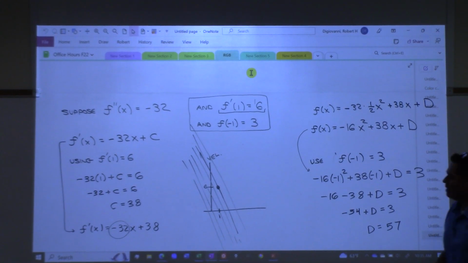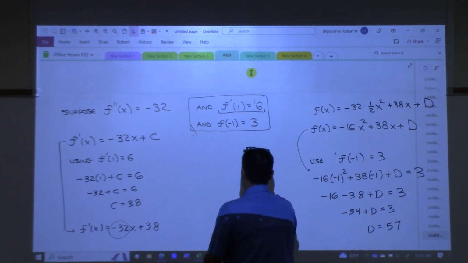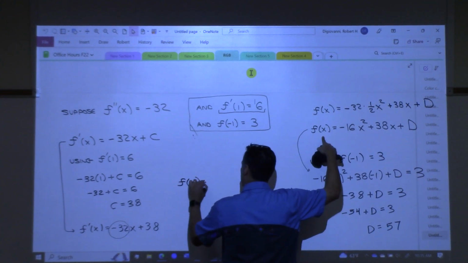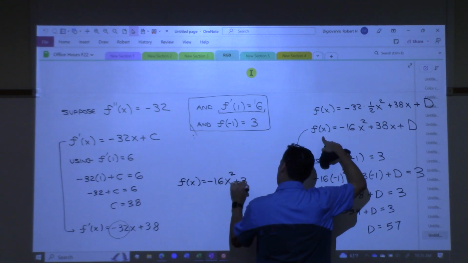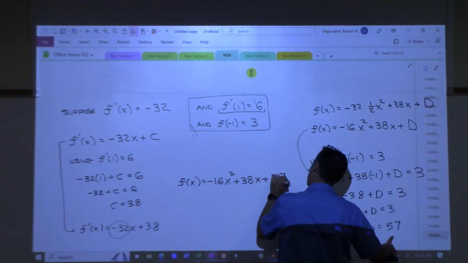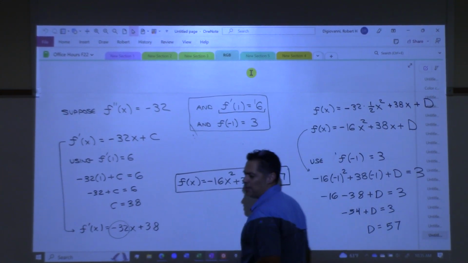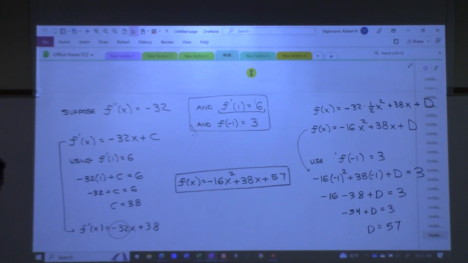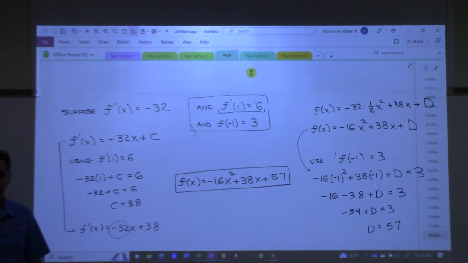Now I know exactly what f needs to be. The function f of x must be negative 16 x squared plus 38x plus 57. I've nailed down the exact function. All right, what do you think? Yeah?